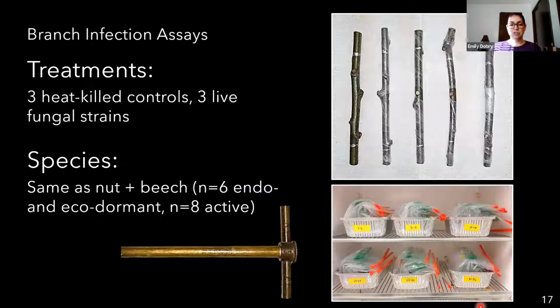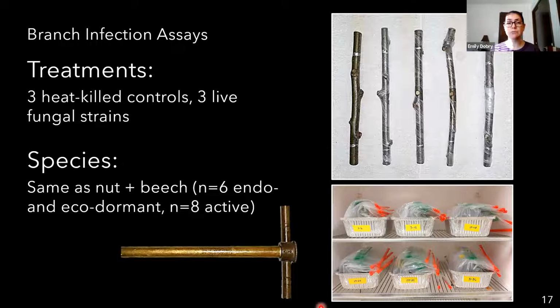For our branches, much as with our nut infection assays, we again surface sterilized, and then cut each branch to 15 centimeters in length, and wrapped them entirely with parafilm for the same reasons as with the nuts. And then we used a cork borer to create a 5 millimeter wound at the midpoint of each branch. That wound was filled with either one of those 3 live fungal strains, or a heat-killed control representative of one of those strains.